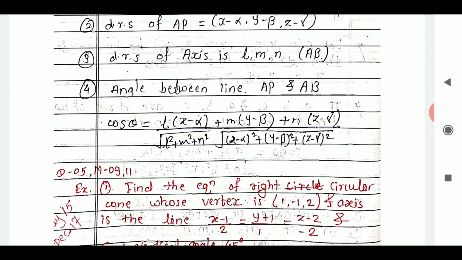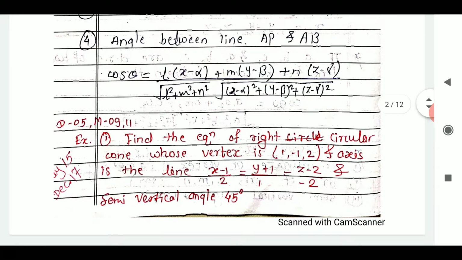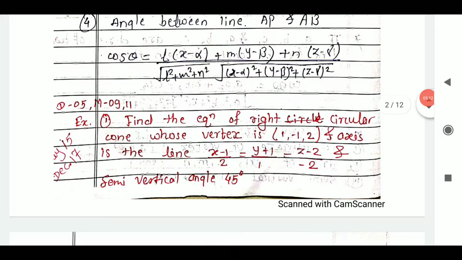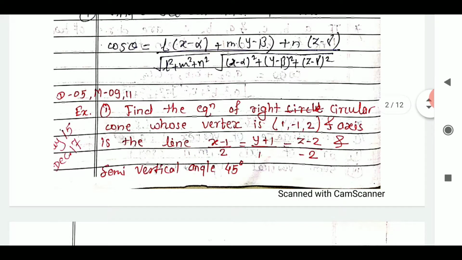Now for finding the equation of the right circular cone, we find the angle between the line AP and the axis. For this we use the fact that if we know the direction ratios of two lines, then we find the angle between them by using cos theta equal to a1 a2 plus b1 b2 plus c1 c2 upon root of a1 square plus b1 square plus c1 square into root of a2 square plus b2 square plus c2 square. Substitute here the values: a1, b1, c1 are L, M, N and a2, b2, c2 are x minus alpha, y minus beta and z minus gamma.